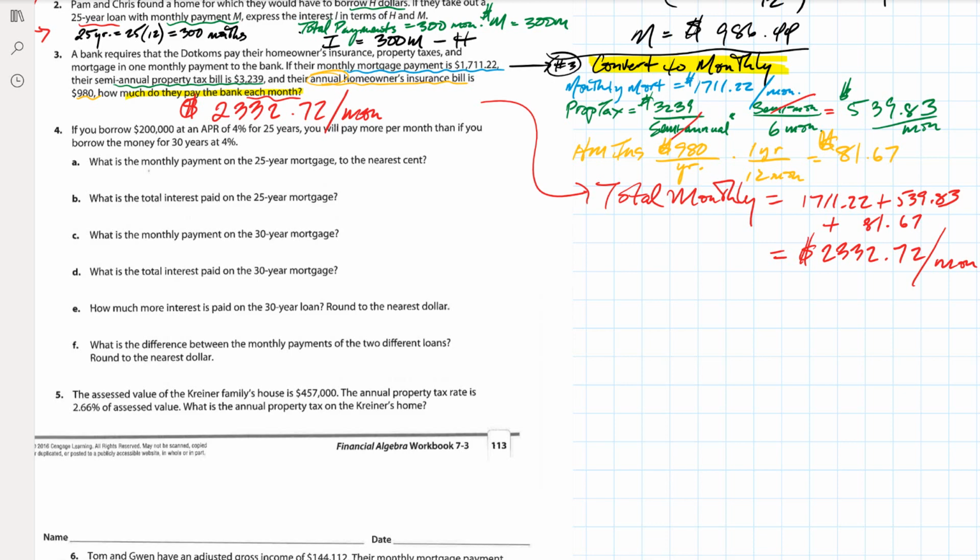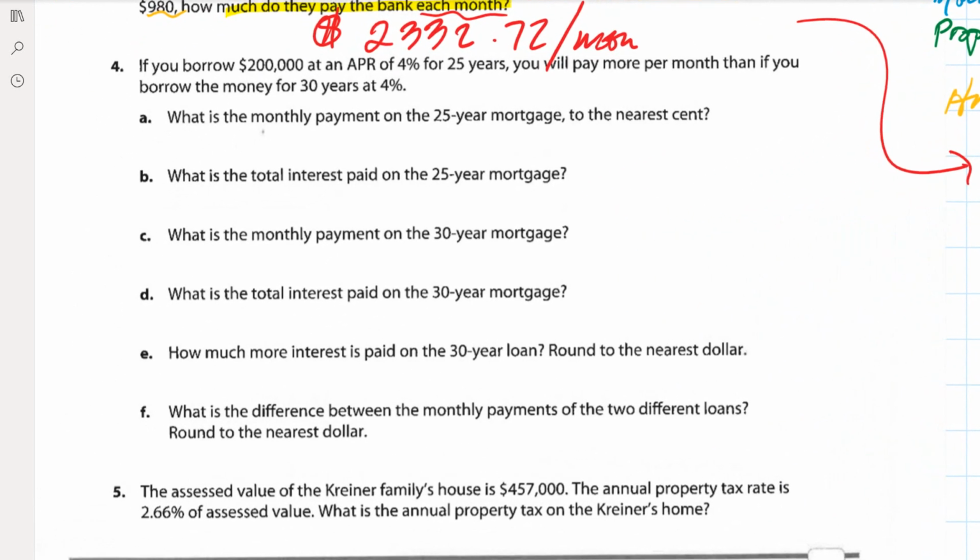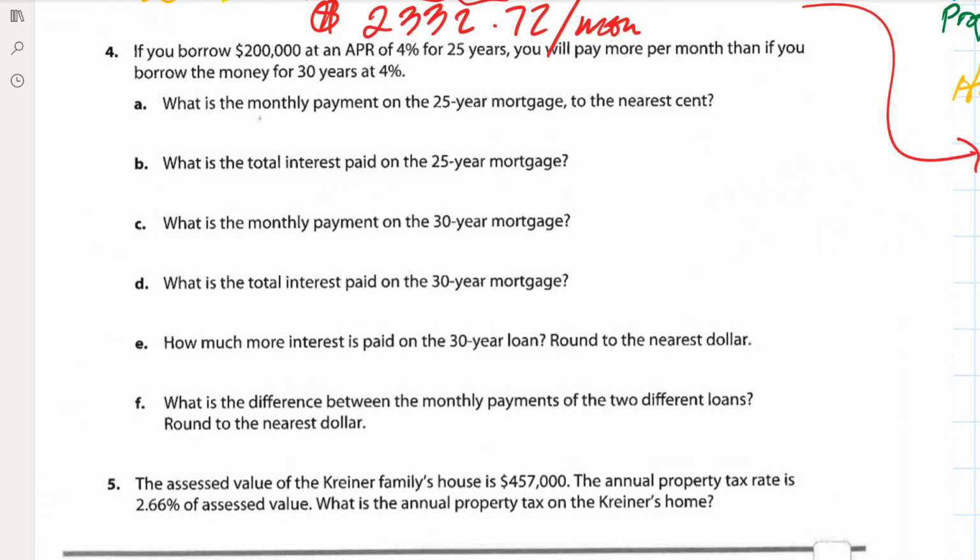Okay, next problem, number 4. Like I said, do all your work on the side and submit everything, because I'm not going to give you guys full credit if you do not show all your thinking. All right, because it takes thinking. So if you borrow $200,000 at APR 4%, here we go again, for 25 years, will you pay more per month than if you borrow the money for 30 years at 4%? Well, as we know from previous chapters, if you extend the length of the loan, the monthly payment drops. So we know it's less. The question is how much less? It says you will pay more per month, so the question is how much more? We'll get to that. All right, so let's attack this one at a time.